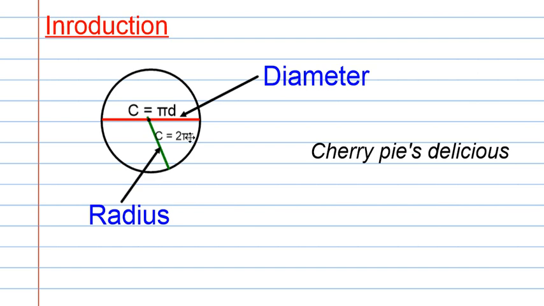Okay, and if you have the radius, we know that 2 lots of radius will give the diameter. So circumference equals 2 pi r. Let's go.